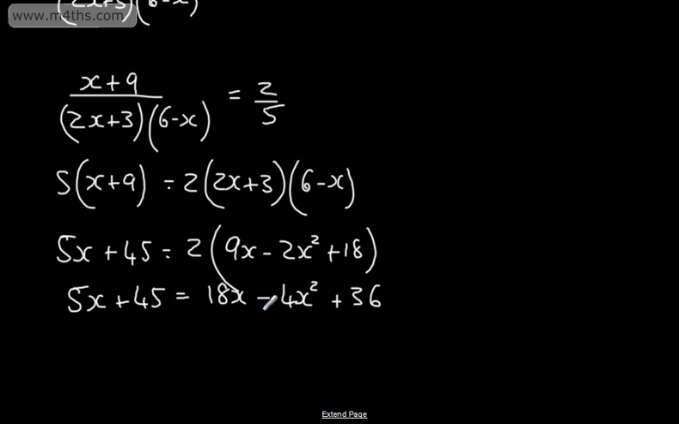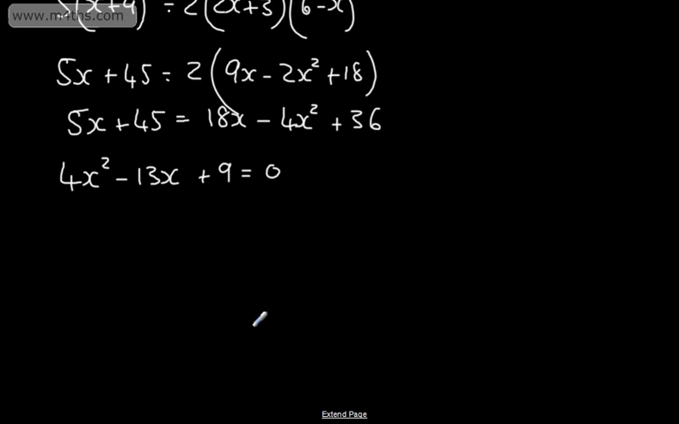I'm going to add now 4x squared to both sides, so 4x squared. Then I'm going to subtract the 18x, which is going to give me minus 13x, and then we're going to subtract now 36, which is going to give me plus 9, and that will be equal to 0. Looking at that, I think we could go ahead and factor it. Let's just check. 4 times by 9, positive 9 is 36, so yes, we can factor this. So let's go ahead and factor that one.